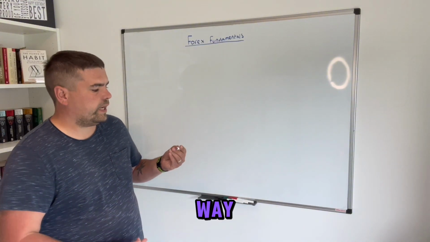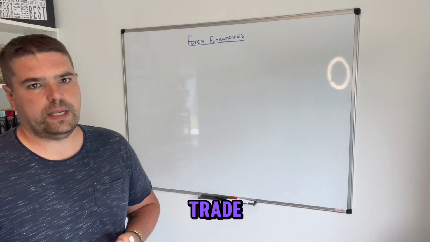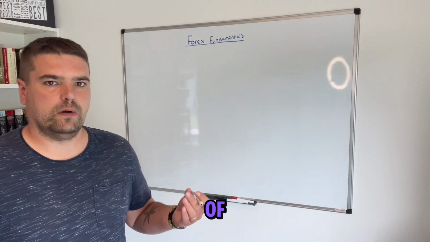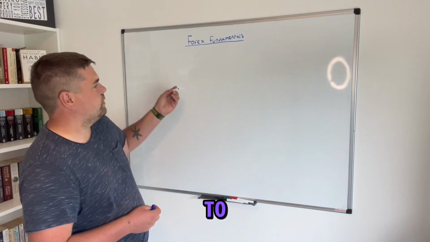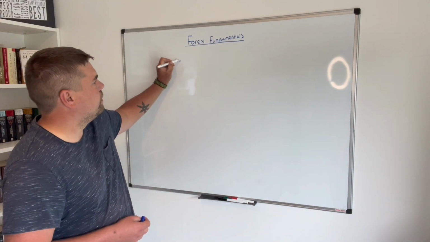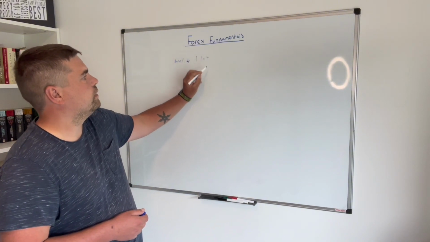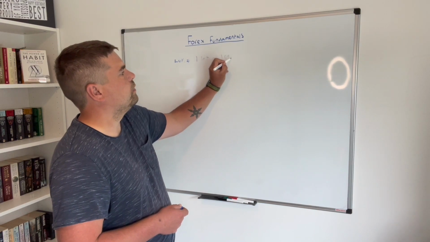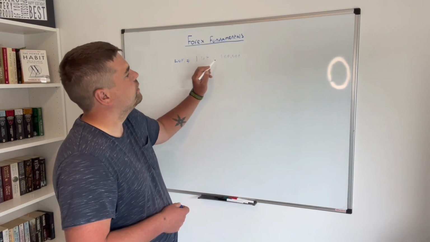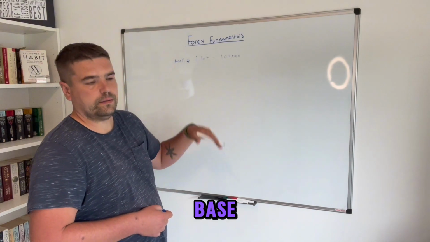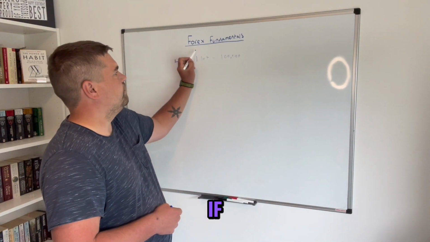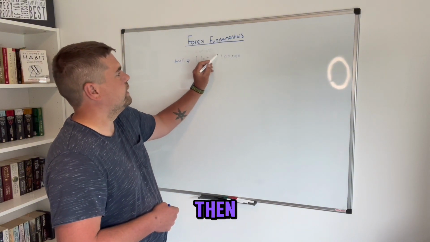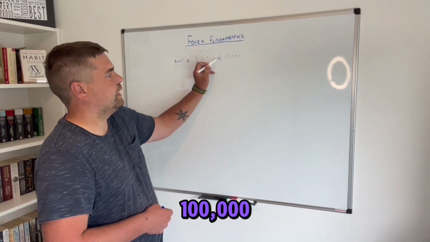So the way that we look at placing a trade through a broker is that we're trading a certain amount of lots, is what they refer to. One lot is the equivalent of 100,000 of the base currency. So if, for example, we're talking about the euro US dollar, then this would be 100,000 euros.